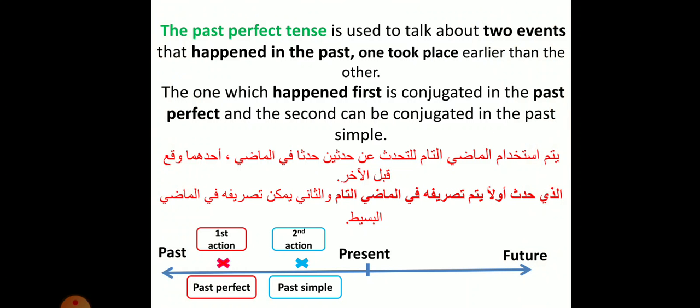Okay, so please look here at the timeline. We have the first action, okay, and we have the second action. Both of them are in the past, but the first one is the past of the past. Okay, so the first action comes earlier than the second action. So the first action is conjugated in the past perfect, and the second action is conjugated in the past simple.